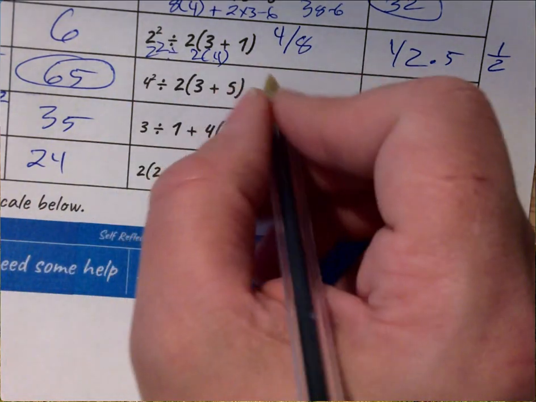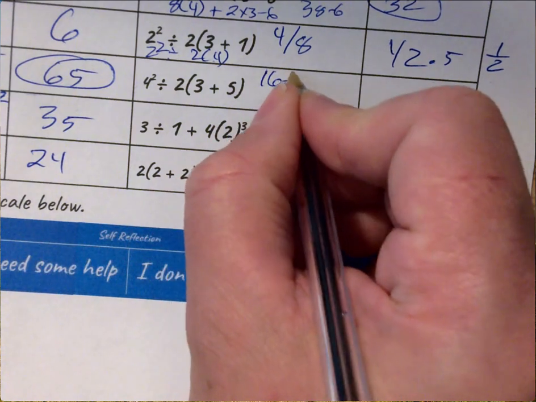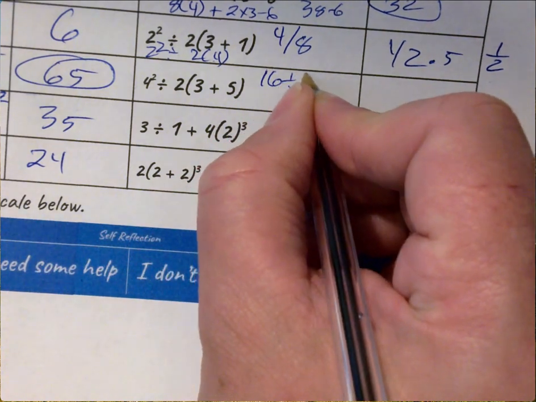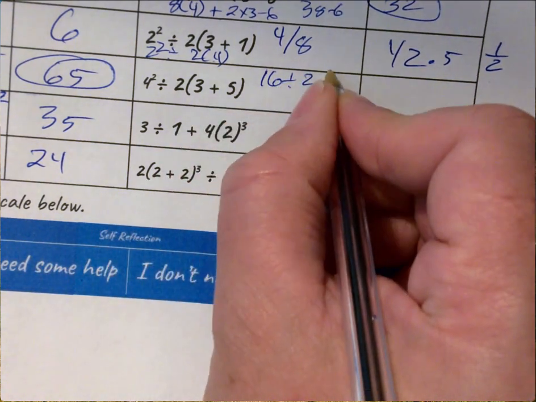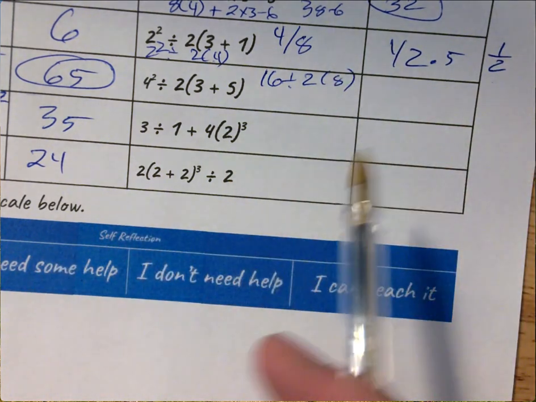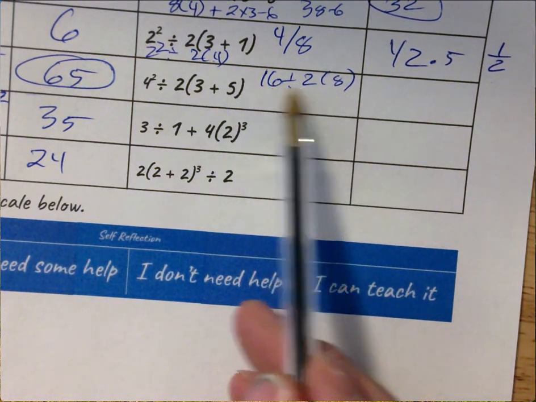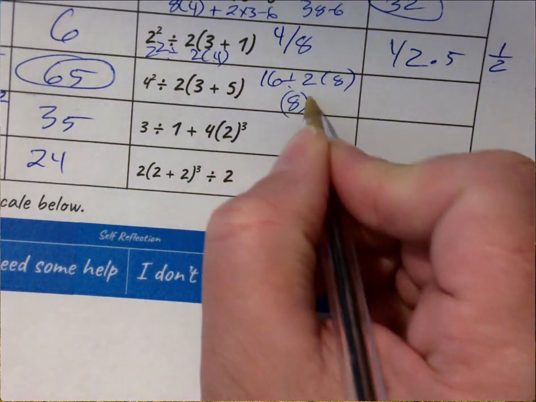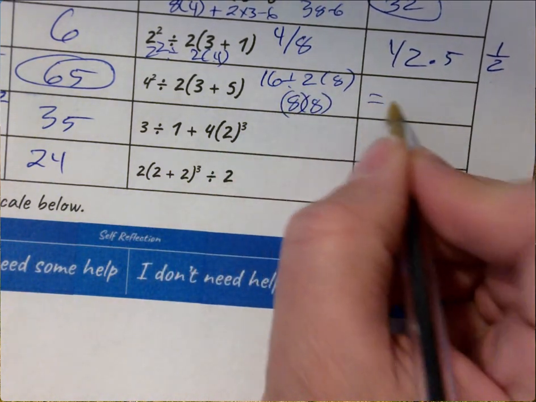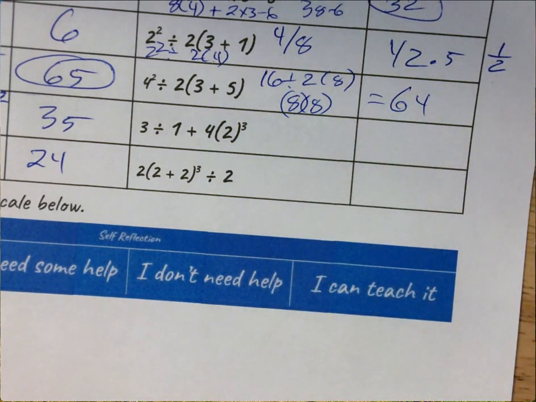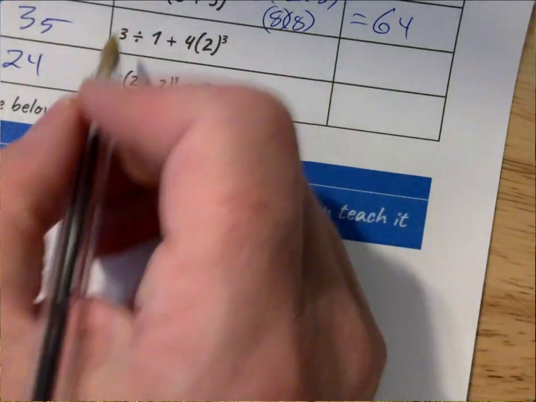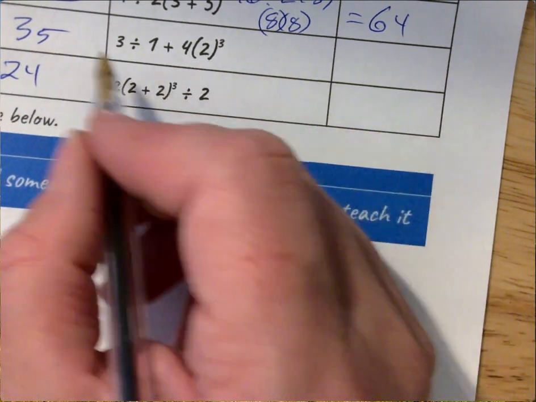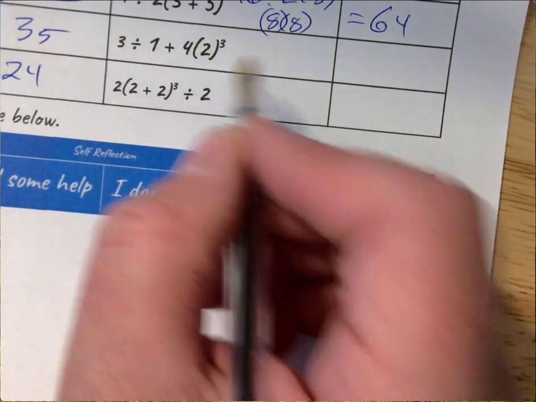So 4 squared is 16. We're going to divide 16 by 2 times whatever 3 plus 5 is, which is 8. Now, when you have a problem like this, remember, you work left to right. Well, what's 16 divided by 2? That's right, that's 8. And then what's 8 squared, or 8 times 8? It's 64.